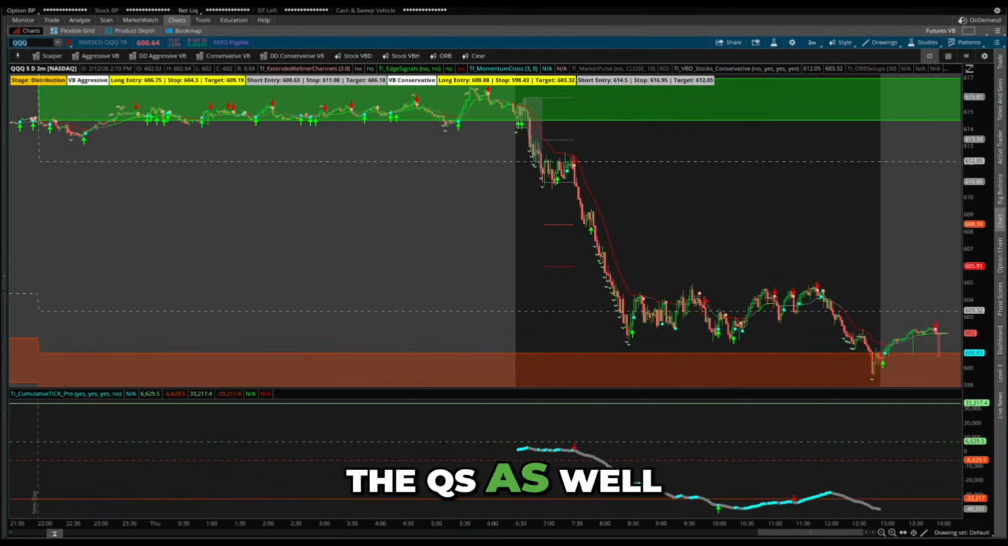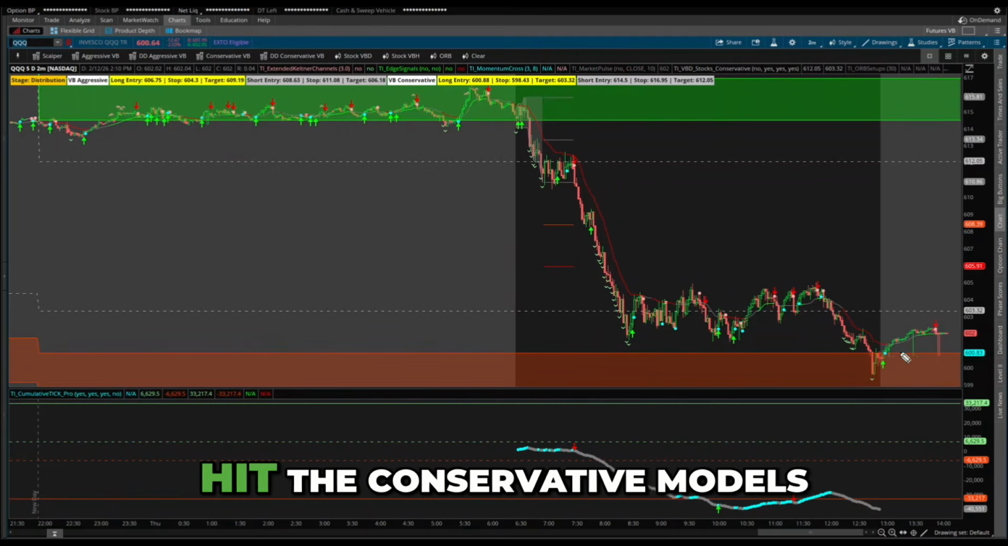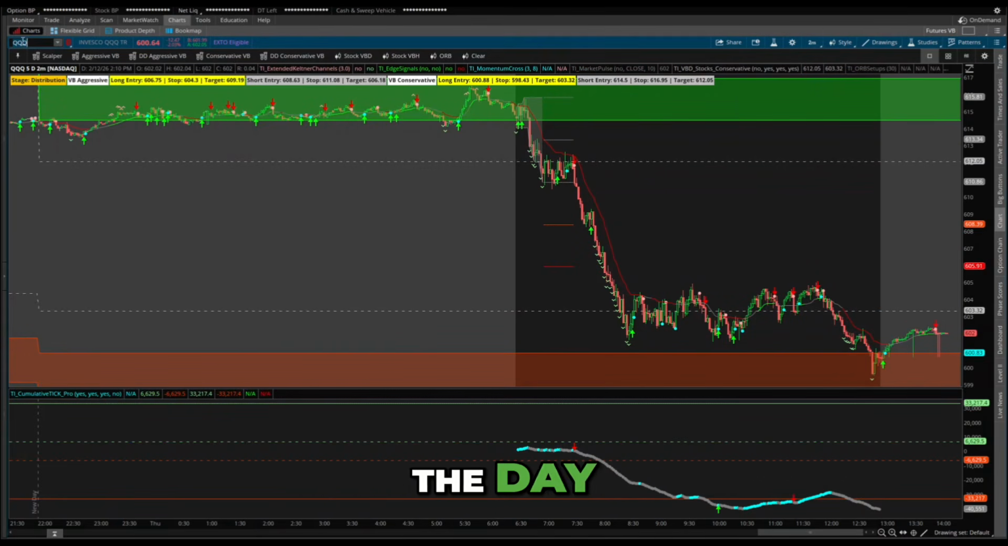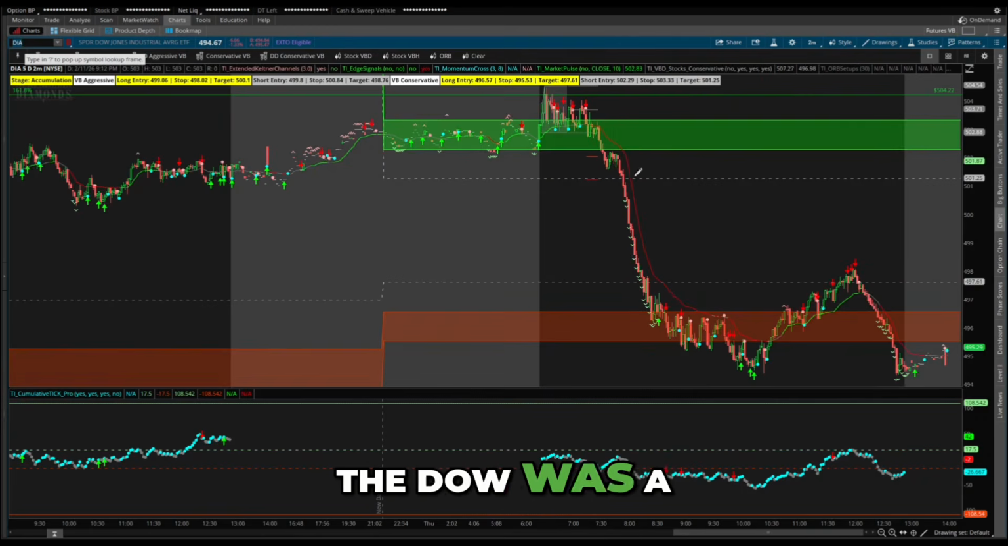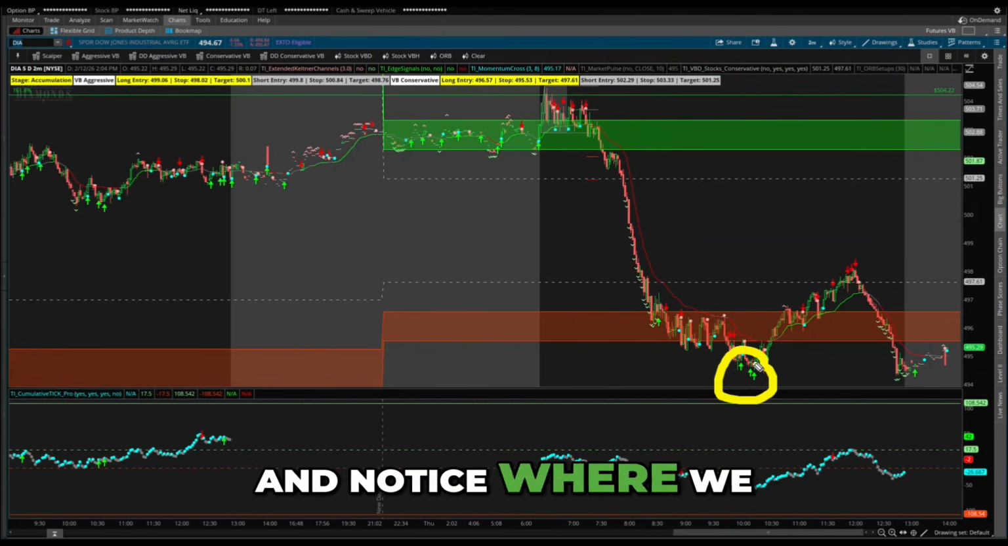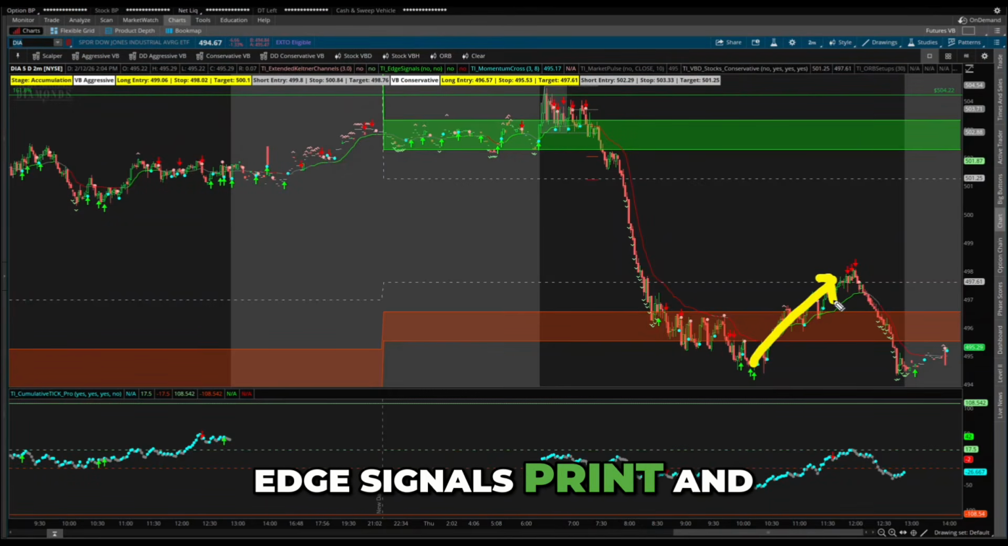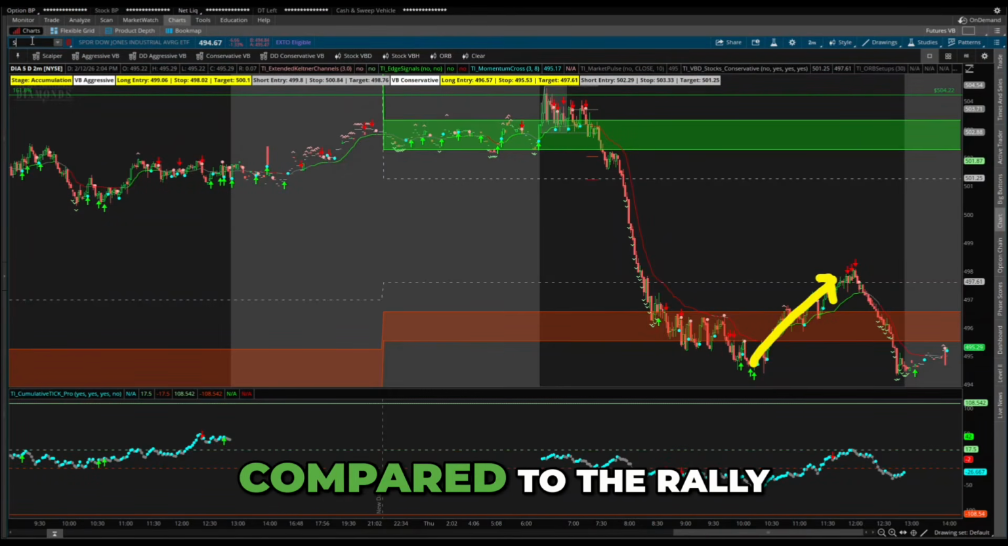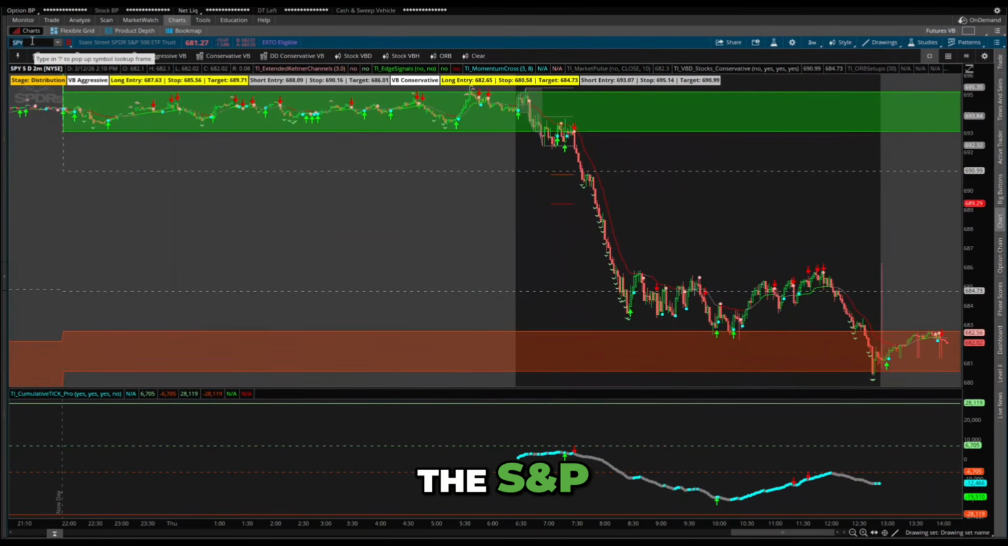Let me show you the Qs as well. The Qs did not hit the conservative models until the end of the day. However, the Dow was a really nice trade because we went outside of the conservative models, and notice where we start to see our edge signals print and the rally that we see in the Dow compared to the rally that we see in the S&P.